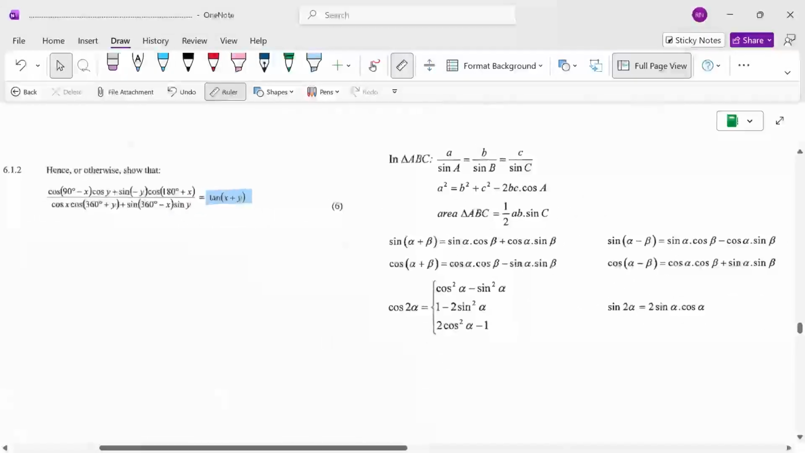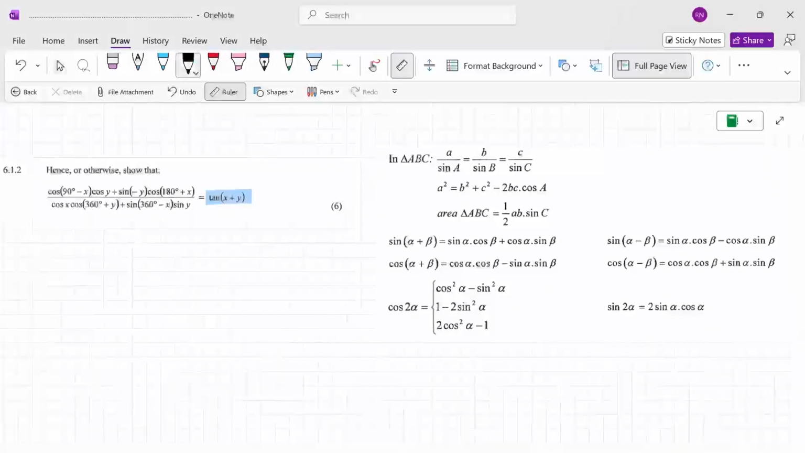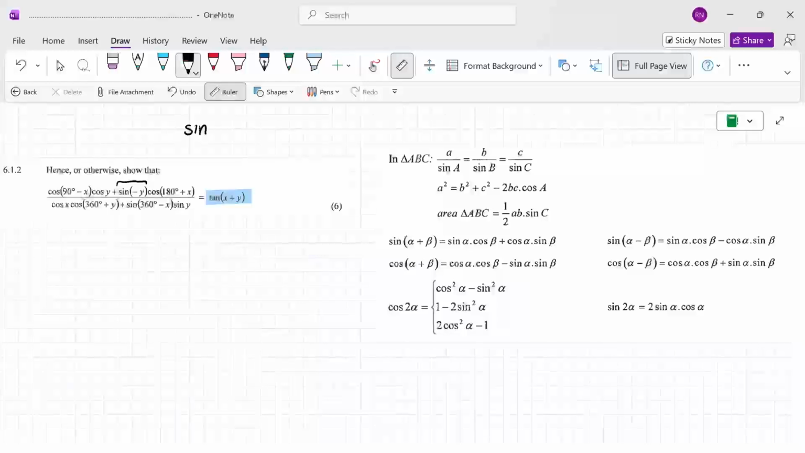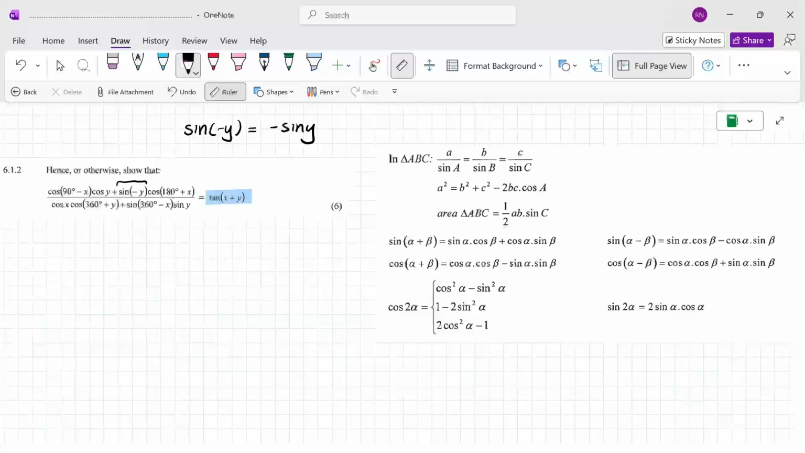Let's see. So we can usually do a reduction or cofunctions or stuff like that. But hence or otherwise means that we have to use some stuff. I see here sine of negative y, and we proved just now that sine of negative y is going to be equal to negative sine of y. So maybe you're going to have to use that somewhere. Okay, yes, but let's do reduction first.